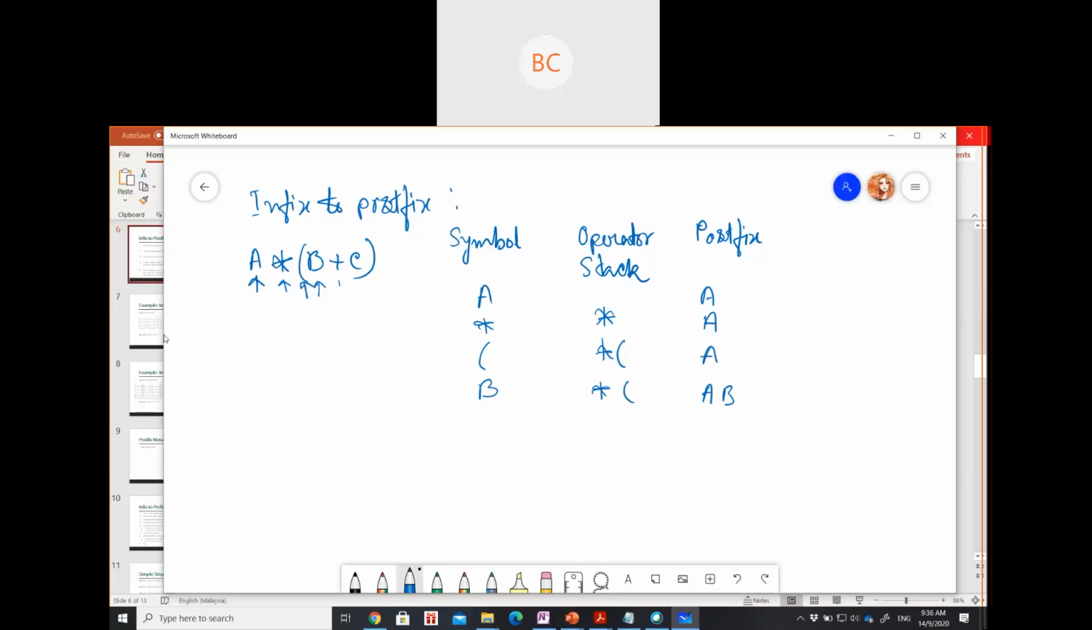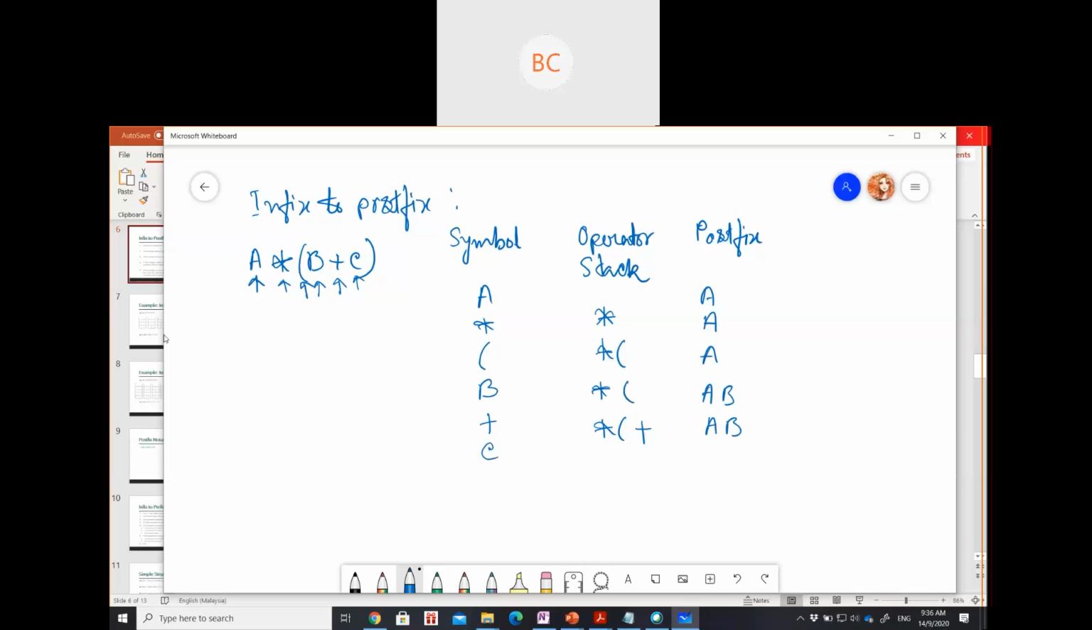Now your next symbol is plus. So what you will do, you will simply push it to the stack. Okay, and this one will remain same. Now you don't know what is after your plus symbol, right? Because you have to see the next operator too. So since you don't know anything, you will just move on and scan the next symbol.